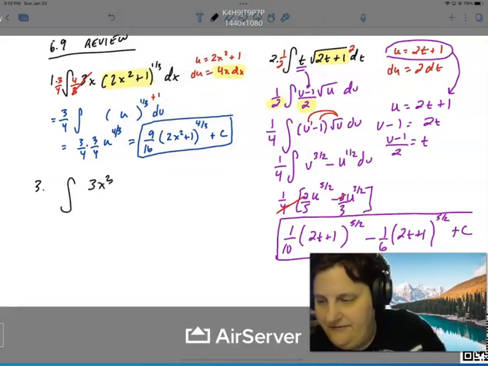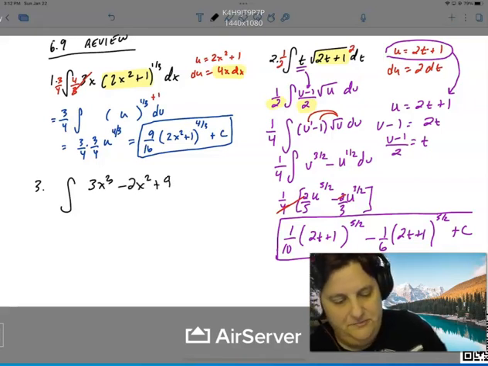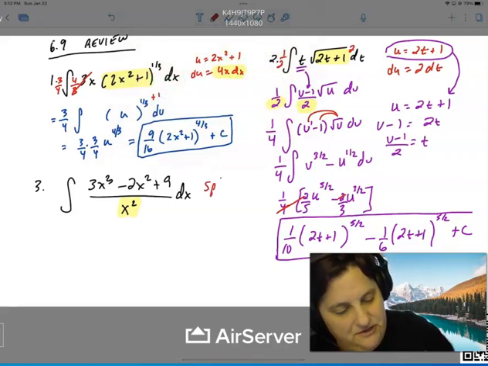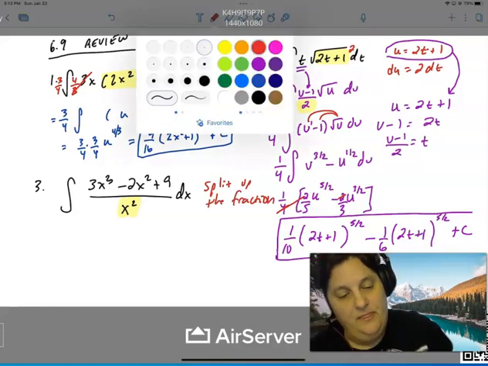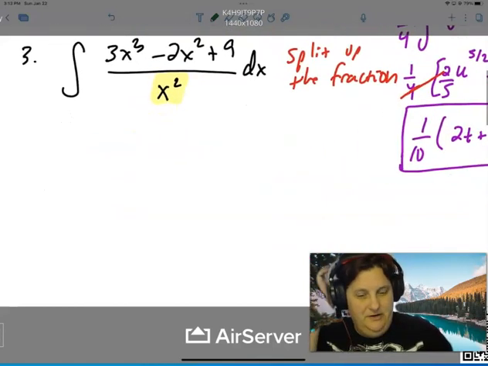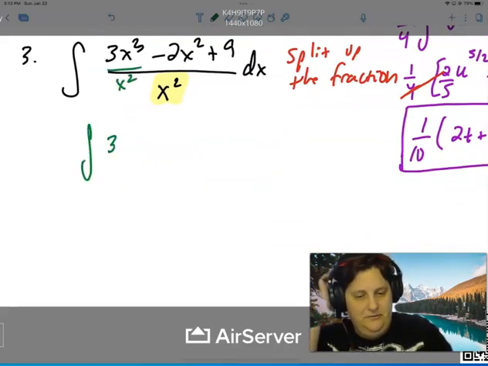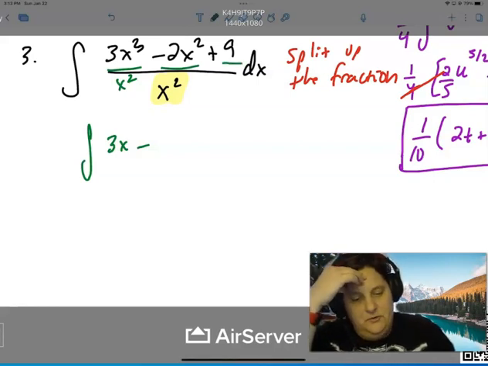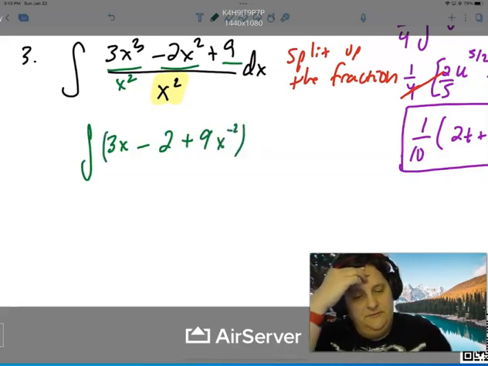Yeah, this I'm definitely going to do split the fractions. So we talked about one of our methods when you only have a single term on the bottom is just called split up the fraction. And the way that I'm going to split this up is I'm going to say, okay, if I do 3x to the third over x squared, that gives me 3x. If I do 2x squared over x squared, those cancel out, that gives me 2. And then if I do 9 over x squared, that gives me 9, and I'll go ahead and bring that up, x to the negative 2.